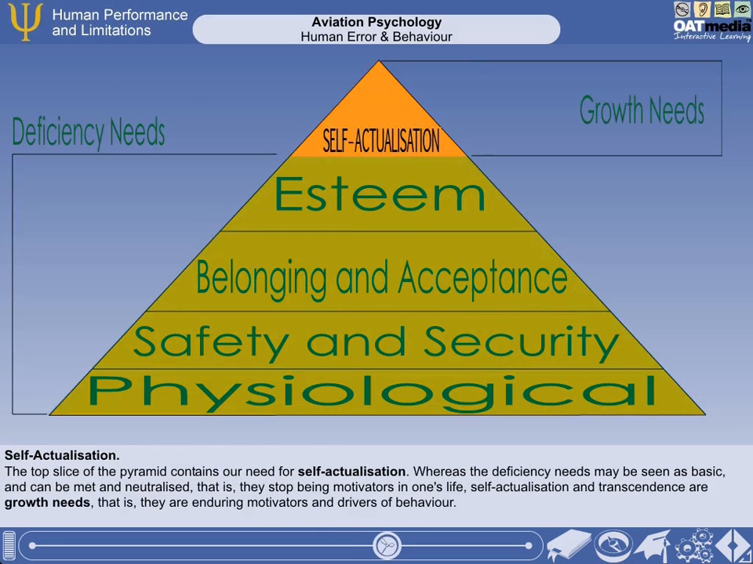The top slice of the pyramid contains our need for self-actualization. Whereas the deficiency needs may be seen as basic and can be met and neutralized, that is, they stop being motivators in one's life, self-actualization and transcendence are growth needs. That is, they are enduring motivators and drivers of behaviour.